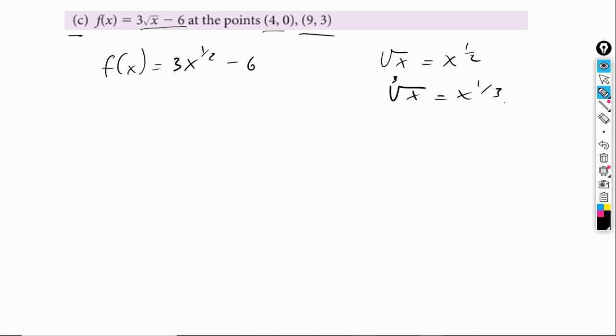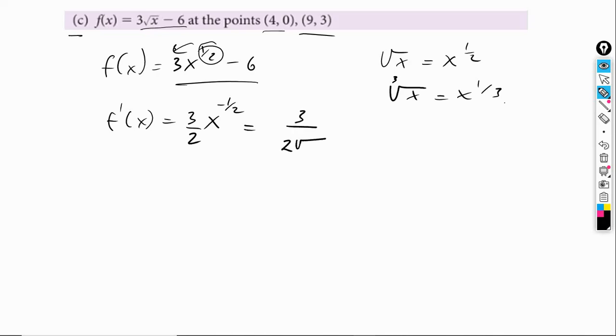So we have to find the derivative of this expression here. Okay, so the derivative of that we can find simply by applying the power rule. So send this to multiply and subtract 1. So we're going to get 3/2 x to the power of negative 1/2. Why? Because 1/2 minus 1 is negative 1/2. So notice that this is the same as 3 over 2 times square root of x.